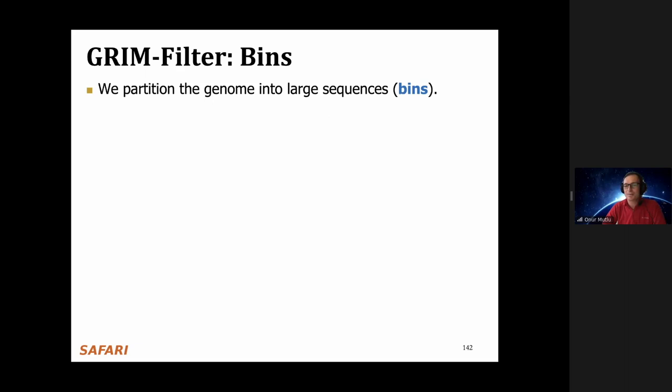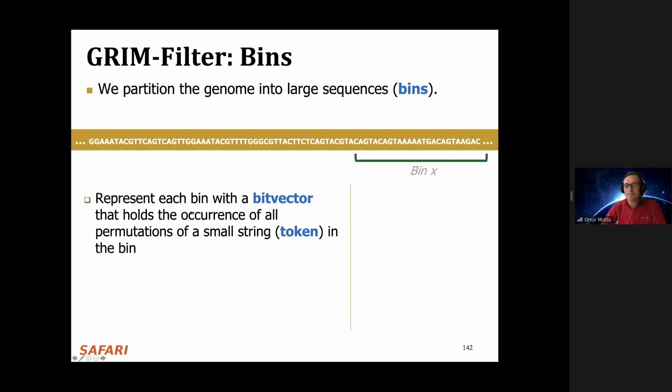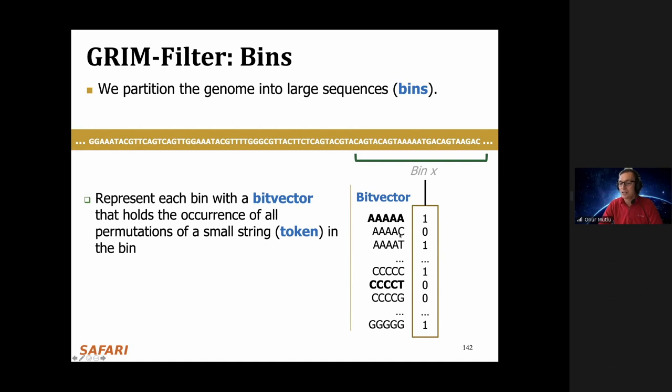And you represent each bin with a bit vector that holds the occurrence of all permutations of a small string, or called token, in the bin. So let's take a look at this. We have this bit vector that represents all possible tokens. These are fivemers, let's say, strings of length five, all possible strings of length five with the alphabet that we have in genomics. And you can see that we have a bit vector that represents the existence of those possible strings in the bin of the reference genome.